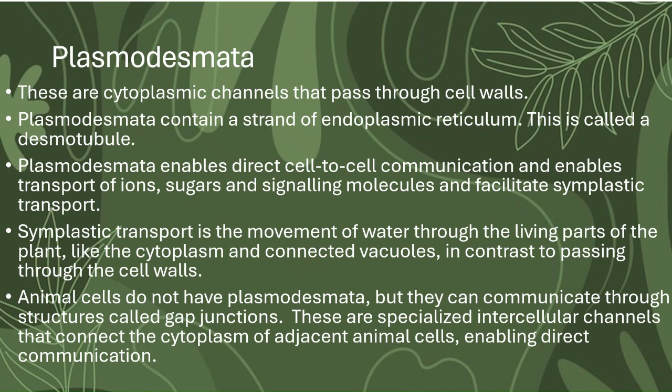Animal cells do not have plasmodesmata, but they can communicate through structures called gap junctions. These are specialized intercellular channels that connect the cytoplasm of adjacent animal cells, enabling direct communication.